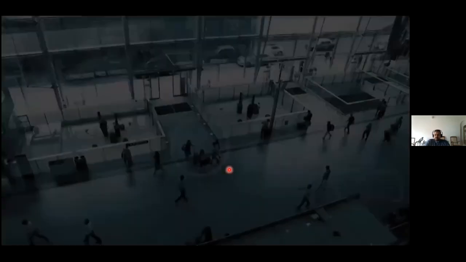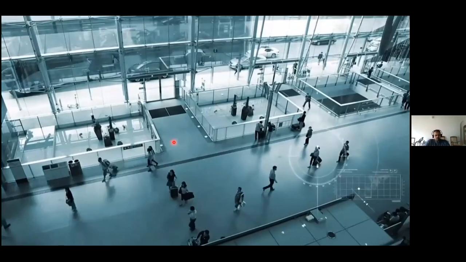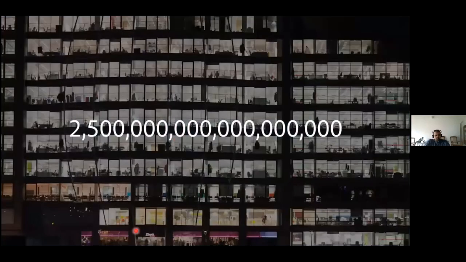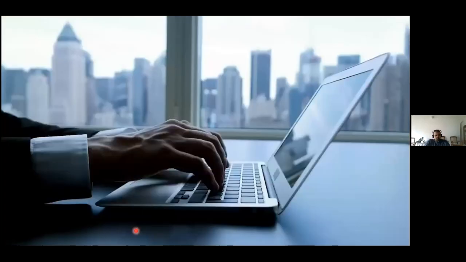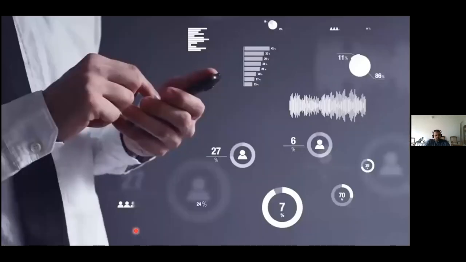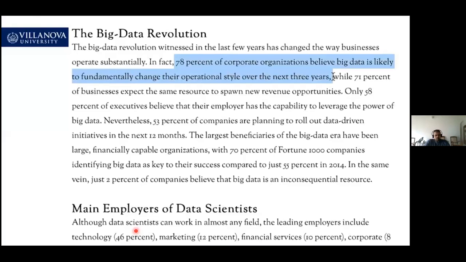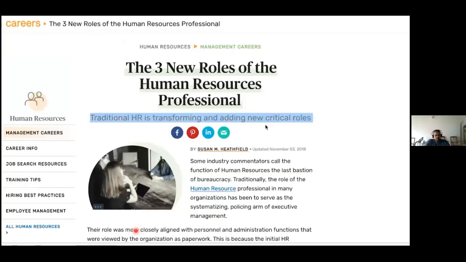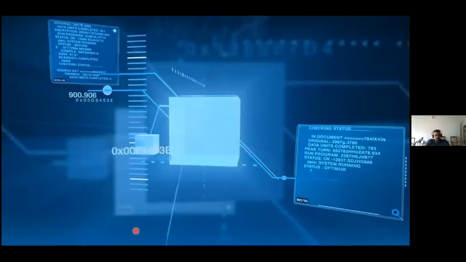We live in a world where everyone is constantly connected. We are unconsciously producing 2.5 quintillion bytes of data each day. Over the last 2 years alone, 90% of the data in the world was generated. This trend affects how we communicate and how we consume information, but also how businesses operate. 78% of companies believe big data is likely to fundamentally change their operations over the next 3 years, and HR is no exception. Modern HR systems rely more than ever on automation, analytics, and predictive capabilities.